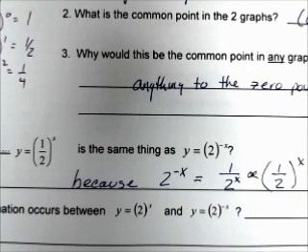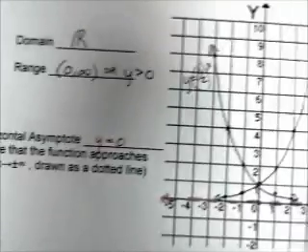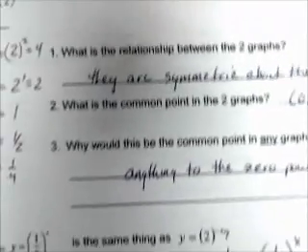What transformation occurs between y equals 2 to the x and y equals 2 to the negative x? It's the reflection in the y-axis. Right? One is the reflection of the other in the y-axis.